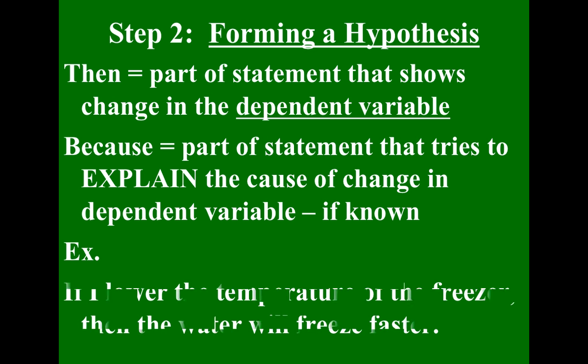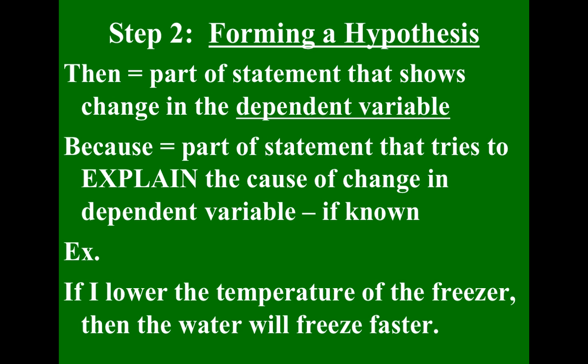So an example of a hypothesis would be: if I lower the temperature of the freezer, then the water will freeze faster. I can do that. I can control the temperature of the freezer. I can change it. And I'm hypothesizing that if I turn it down, the water will freeze faster. Now in this one I don't have a because. I could throw out another guess, but right now I'm just guessing about what's going to happen to that dependent variable. How fast is the water going to freeze? I think it's going to freeze faster.